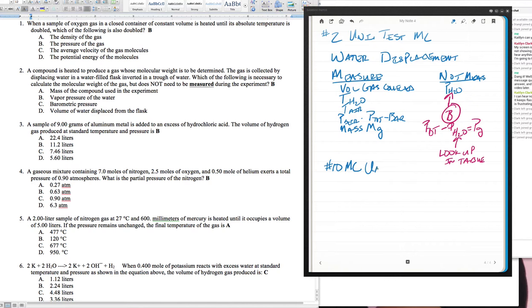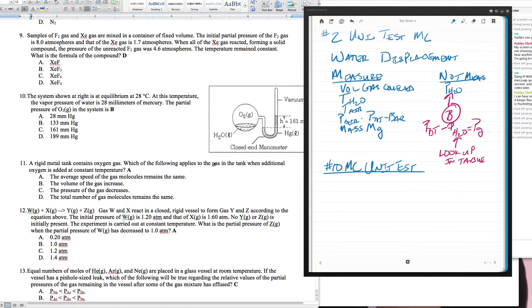Number 10, multiple choice. Unit test. Okay. So they used a manometer, which is a type of pressure gauge. They could use it for blood pressure or for just the barometric pressure. They gave a temperature, and the temperature does not matter at all. It's a distractor. It's the same thing anytime they do a displacement type of problem. What they're trying to find is the partial pressure of oxygen. So it's all about Dalton's law again: P total is equal to P of, in this case, mercury, plus the P of the gas we're trying to find, which is O2.